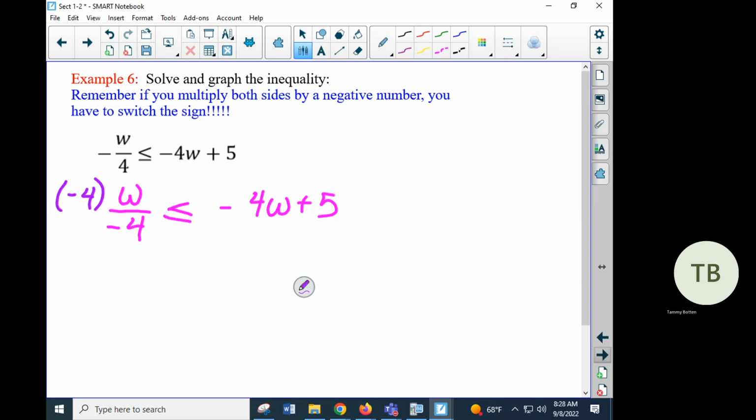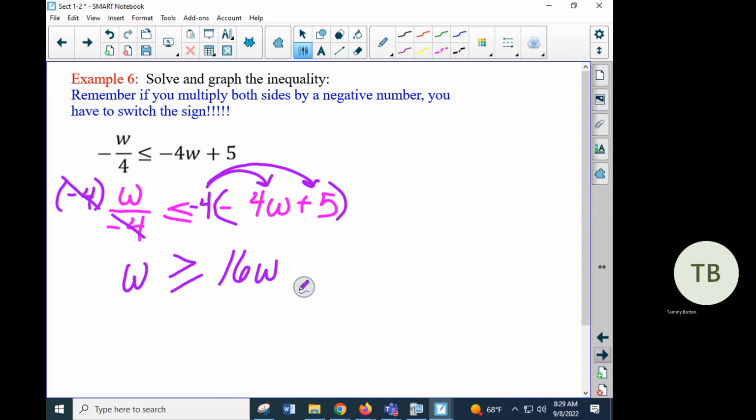And to do that, I'm going to multiply both sides by a -4. Now, because I'm multiplying both sides by a negative, I have to switch this sign. Okay. Here, I have a -4 on top and bottom, so those clear out, and I'm left with W. And then here, I have to distribute. -4 times -4W is positive 16W. -4 times a positive 5 is a -20.